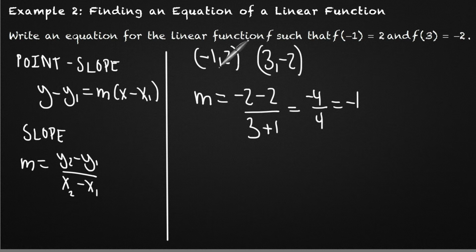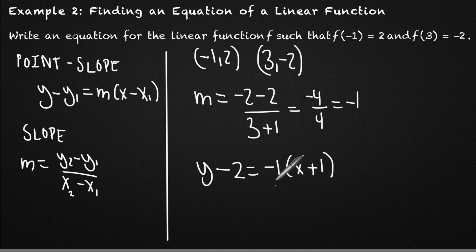Now we can choose either this ordered pair or that ordered pair as our x1 and our y1. So I'm going to use this first ordered pair. Either one will give you the same answer. So y minus 2 is equal to the slope, m, which is -1, x minus a -1, which is going to make it a +1.